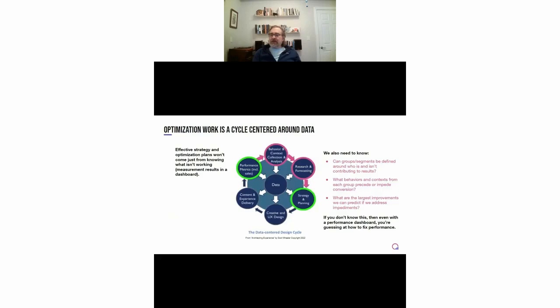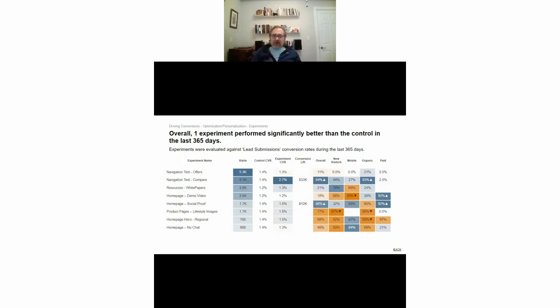Can groups or segments be defined around who is or isn't contributing to results? Well, here we have a variety of tests that we've run, and we have some very straightforward segments. Overall visitors driven by paid. So this is just simple segmentation by referring source. And even in that, we can see, for example, and we talked about this example before, this test demo video, there was no difference between the control and the experiment. But when we look at paid traffic, the experiment drove a substantial improvement, right?